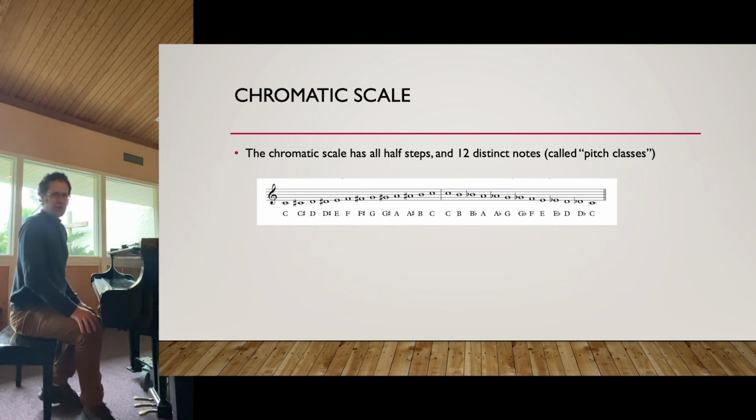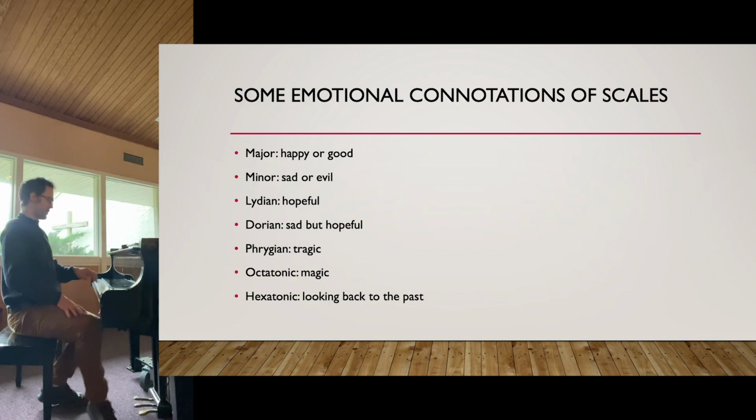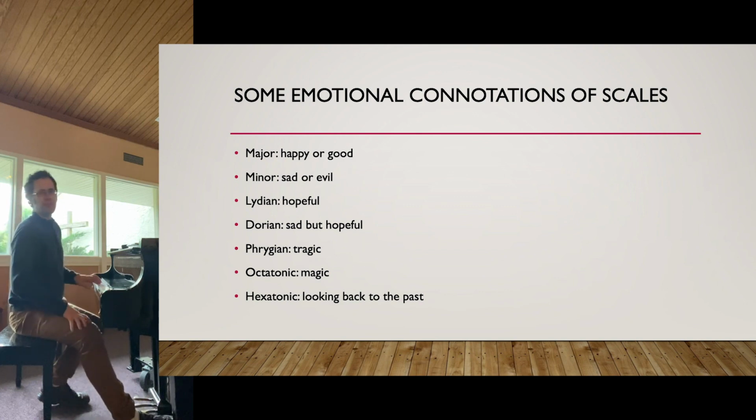All right, let's think about some emotional connotations of scales. Major tends to be happy or good. Minor tends to be sad or evil. Okay. Lydian, just like what you heard in the Foray song, has been used in movies countless times to show optimism, a belief in the power of the future. Dorian mode has often been used to show sort of a sad expression, but also somewhat hopeful. Okay. Phrygian mode is very often tragic.